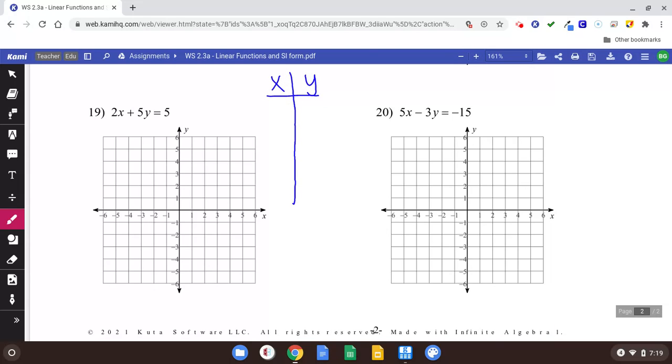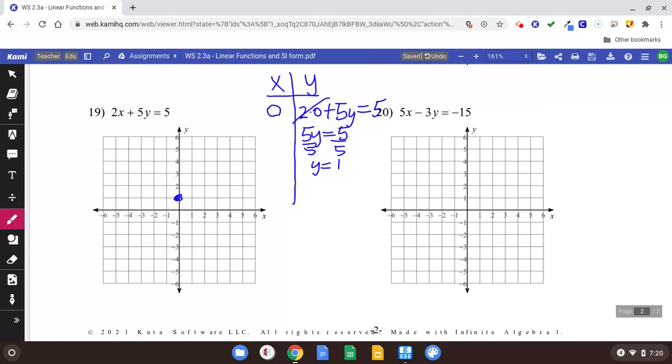Easiest thing to plug in is 0. Most people understand that. So if you plug in 0, you're going to have 2 times 0 plus 5y equals 5. And so the 2 times 0 is going to be 0. So that pretty much just falls out. And so you're left with 5y equals 5. And then, of course, you divide by this 5 to get y by itself. And you get y equals 1. So I'm looking at the point 0, 1. 0, 1 is right there.